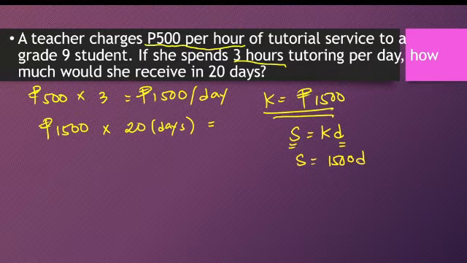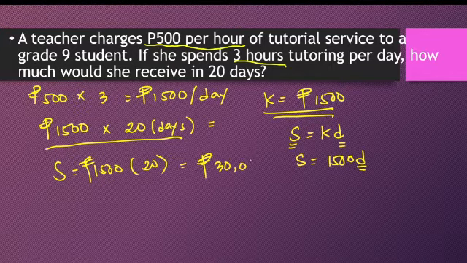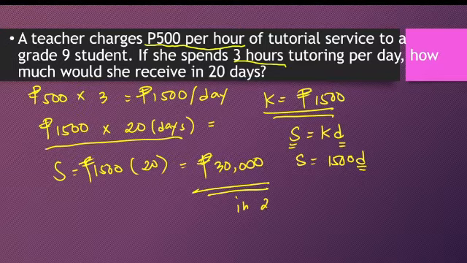So, parang parehas lang yan dito. So, that is S equal to 1,500. That is the salary per day times 20, the number of days. So, by solving, we have 30,000 pesos. So, in 20 days of tutoring, the teacher would receive 30,000 pesos in 20 days.